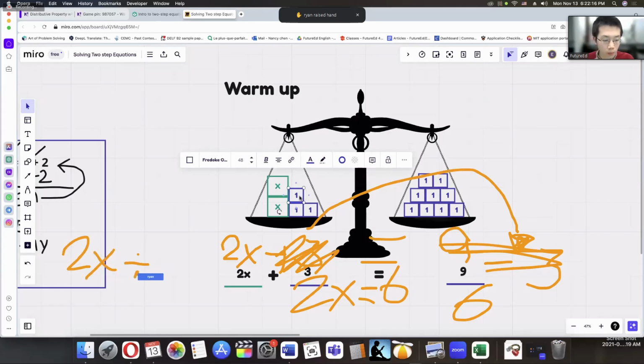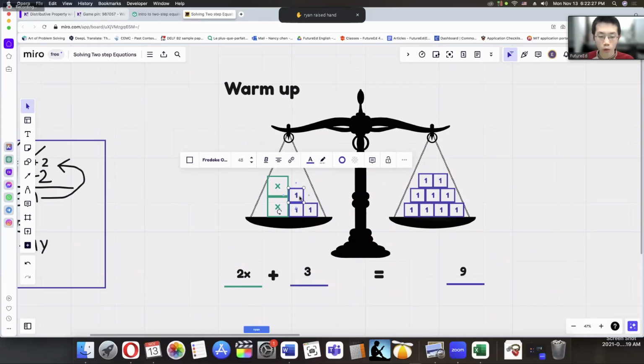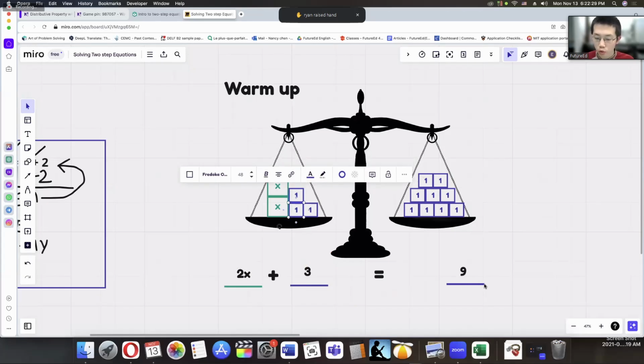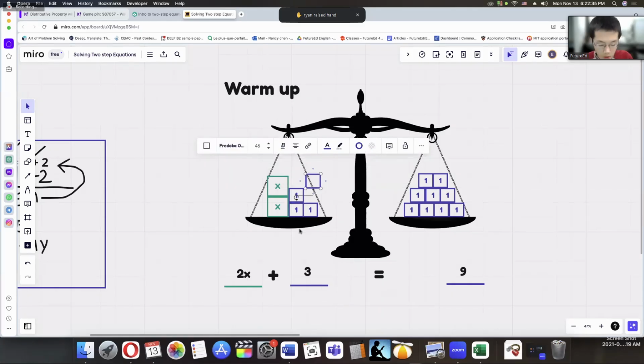Which is only x, right? And divide 6 also by 2, which is 3. Awesome. So that was how you would do it mathematically, right? You subtract 3 and then you divide by 2. But on a graph, it's actually pretty much the same.